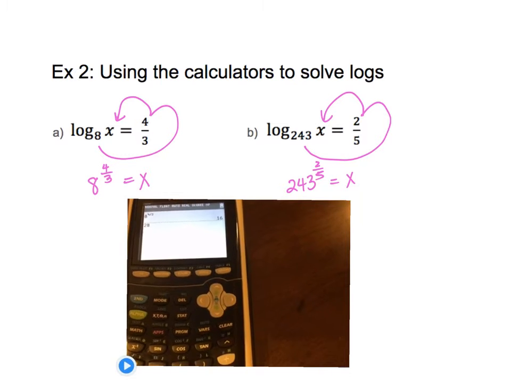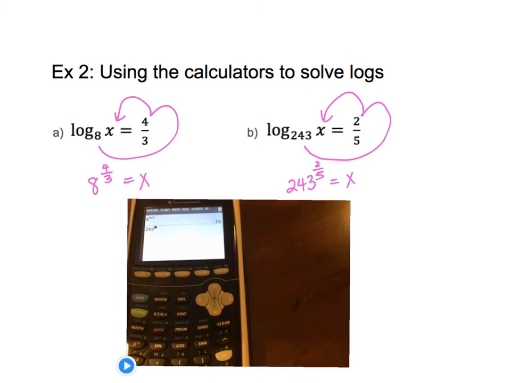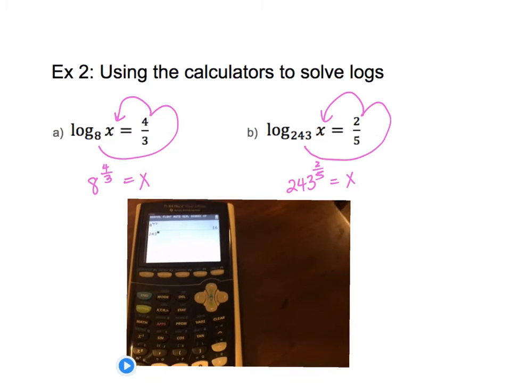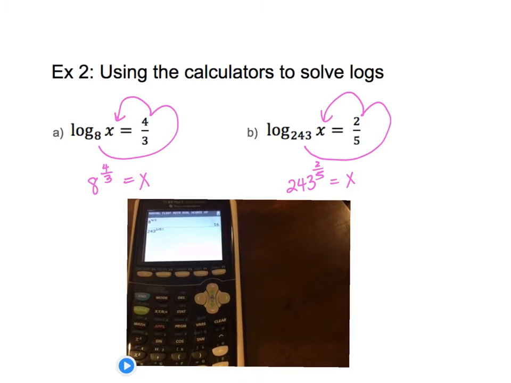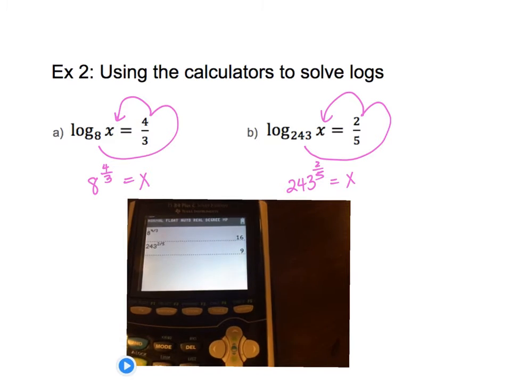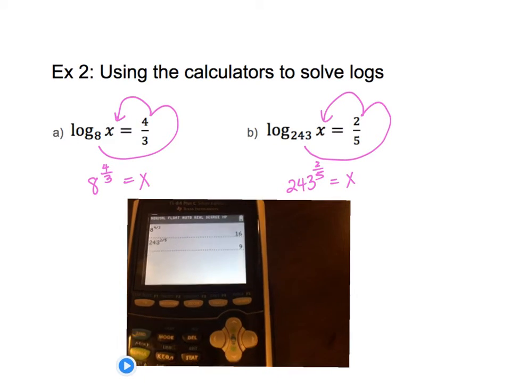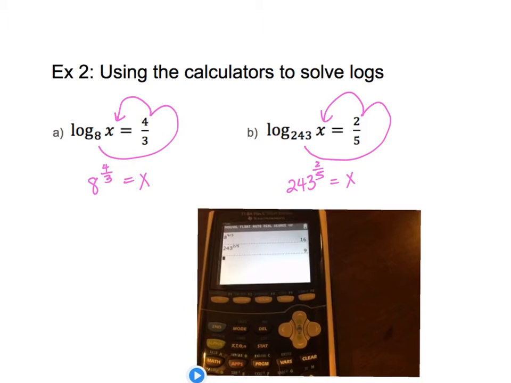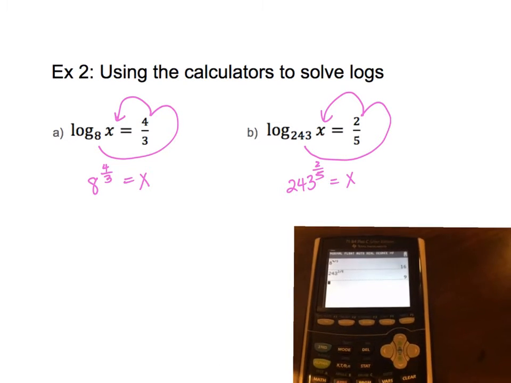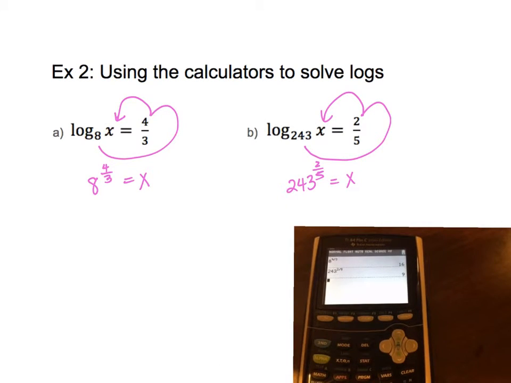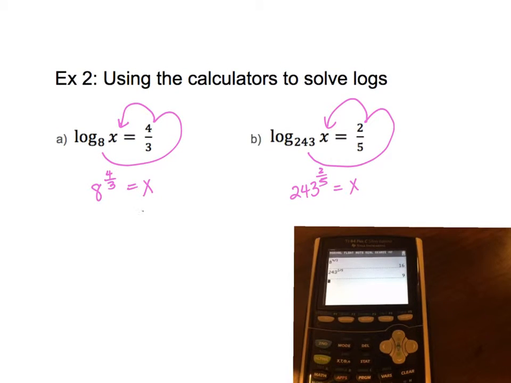So the other one is 243 raised to the, let's see, 2/5. So 2 divided by 5 as my fraction. And boom, I get my answer to be 9. And so I'm going to write these down now here on the side. So I'm going to pause this. There we go. So the first one for A, x was equal to 16. So I'm going to box that answer because now x is by itself. And this one here, x was equal to 9. And box that in. And there we have it.